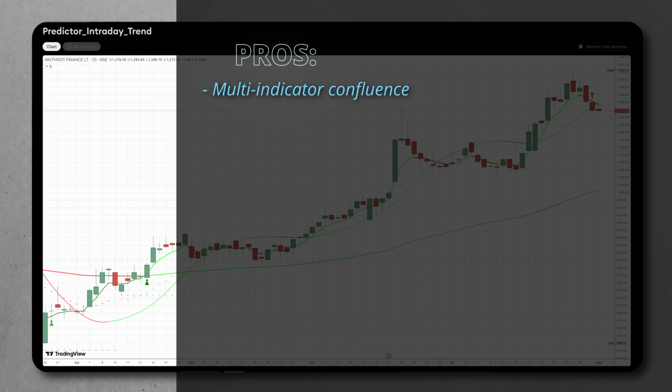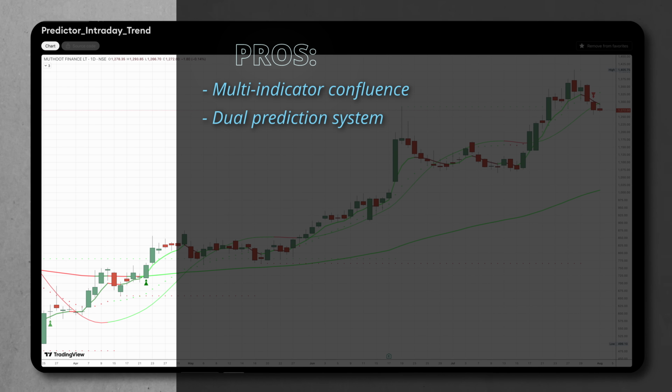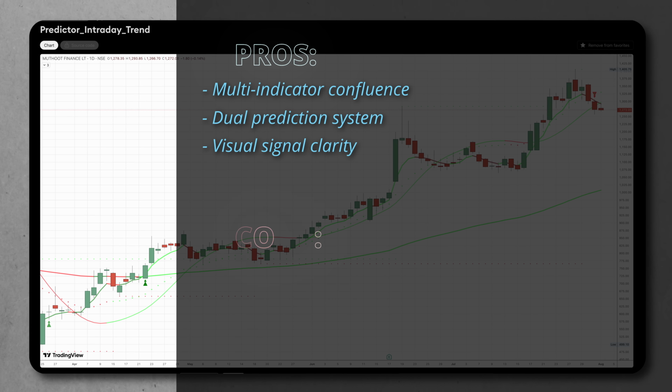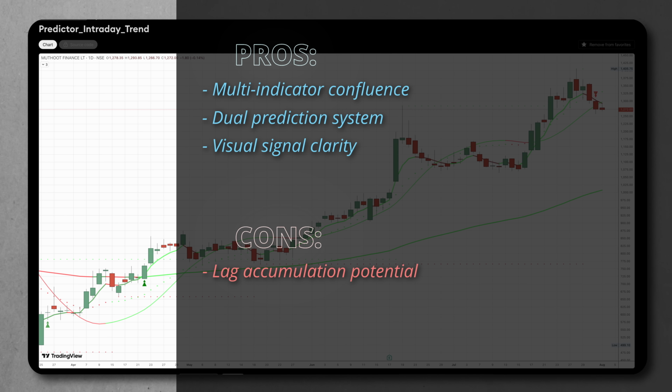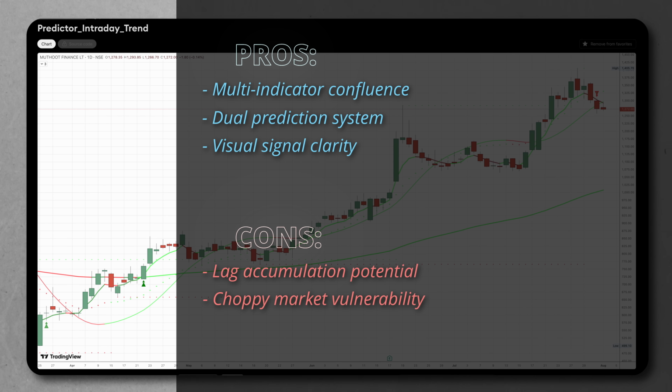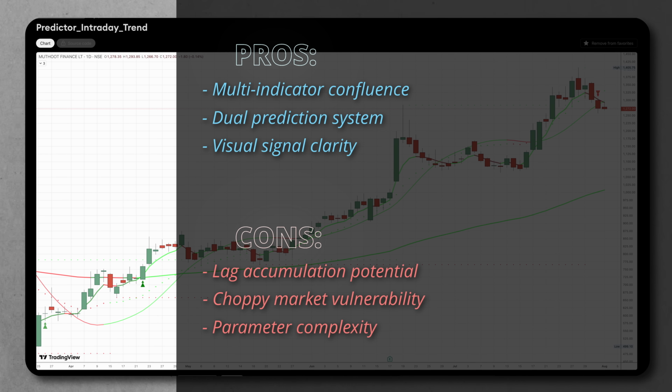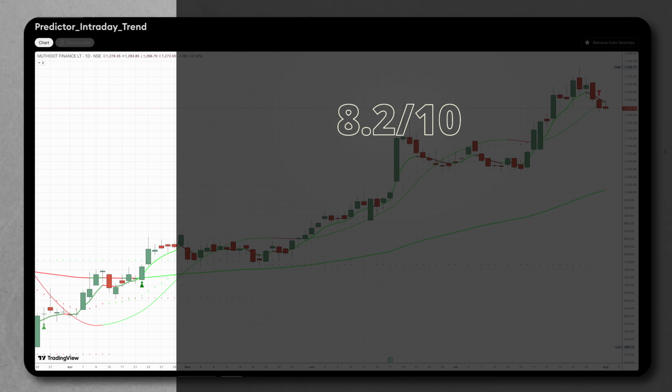Pros: multi-indicator confluence, dual prediction system, visual signal clarity. Cons: lag accumulation potential, choppy market vulnerability, parameter complexity. Ranking: 8.2 out of 10.